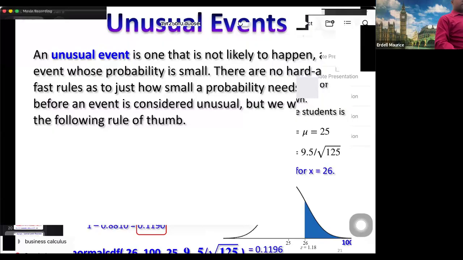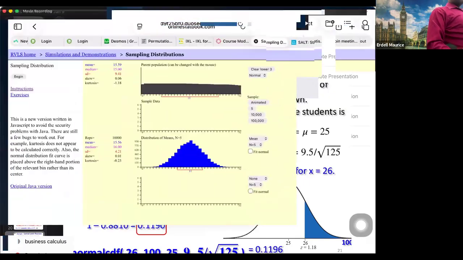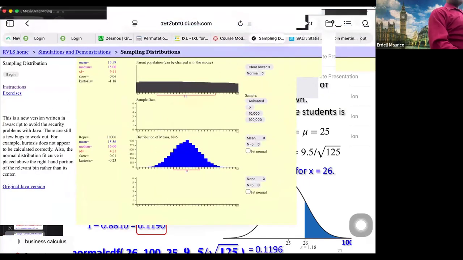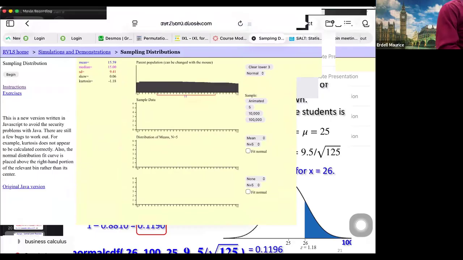Okay? And so one more time. I have this distribution right here. In this example, we're taking groups of 5. If I change it to, for example, 10 and hit animate, it'll take 10 items from this distribution and then take the average. See the blue dot right here? That's the average. If I run it again, it'll take 10 again. It's a random sample.